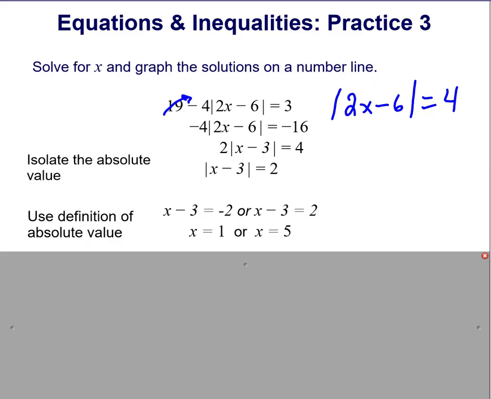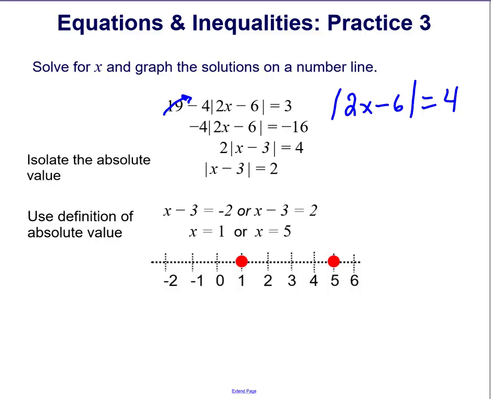We have x minus 3 is equal to negative 2, or x minus 3 is equal to positive 2. And when I solve both of those equations, I find out that x is equal to 1 or x is equal to 5. Graphing those, you see here on the number line, there's x is equal to 1, there's x equal to 5. So we have solved this inequality, and we graphed the solutions on a number line. How does this compare with what you did on your own?